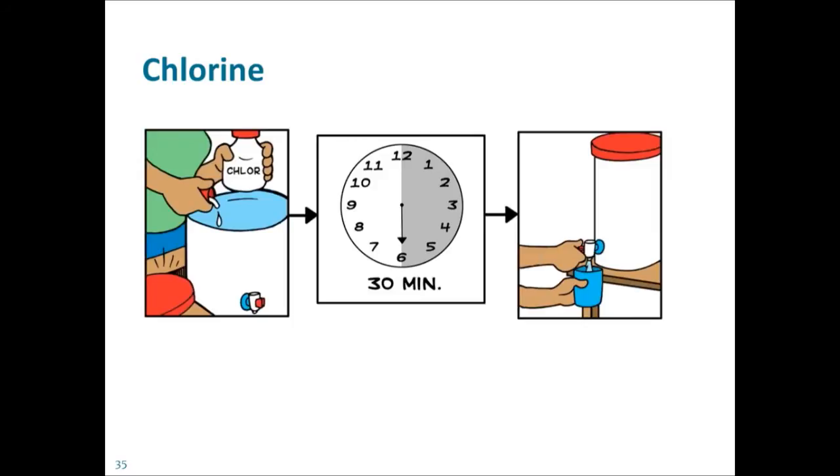With chlorine, you need to dose your water at least 30 minutes before consumption. With correct dosing, there should be a residual chlorine, which will continue to provide protection for your water from recontamination. Chlorine dosing is the only household water treatment method that prevents recontamination of water in this way.